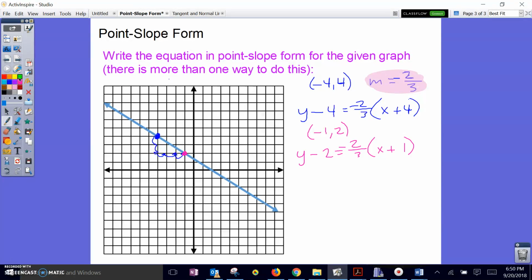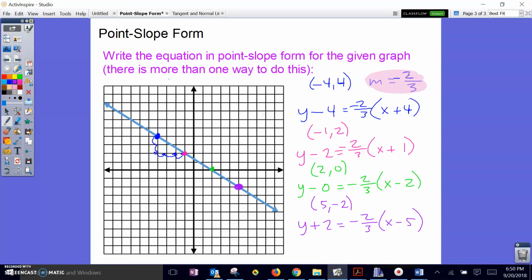I could pick yet another point. I've got this point over here, the point 2 comma 0. And I could write the equation y minus 0 equals negative 2/3 times the quantity x minus 2. So there's another equation. I could pick this point right here. Any of these points that are on the intersections of grid lines, that's the point 5, negative 2. So I could write the equation y plus 2 equals negative 2/3 times x minus 5.